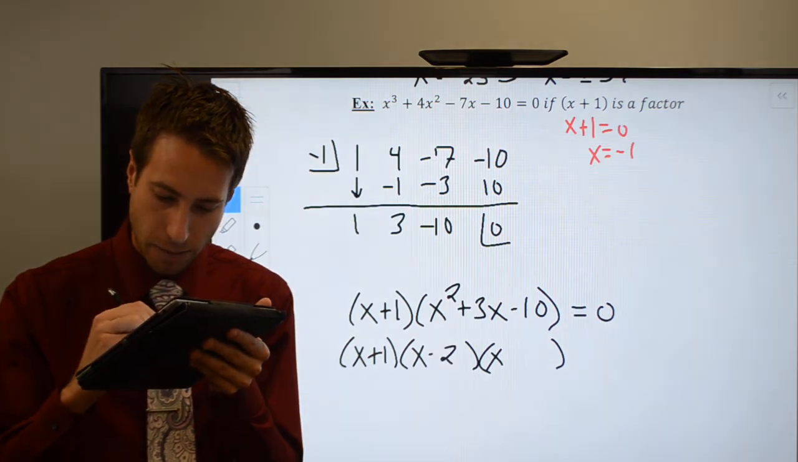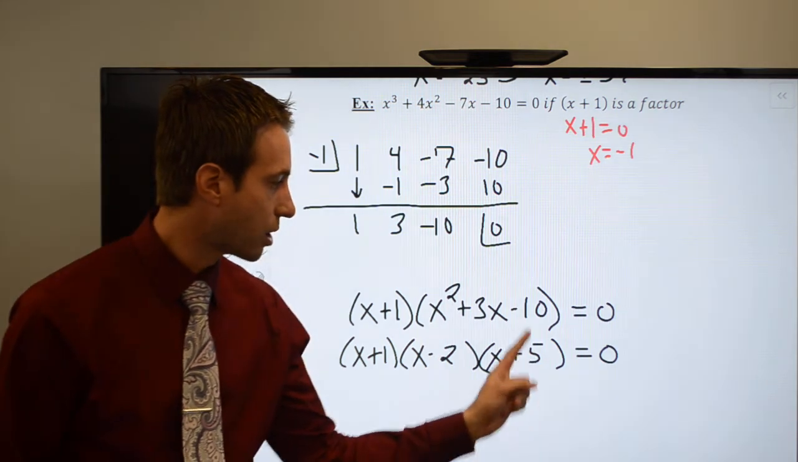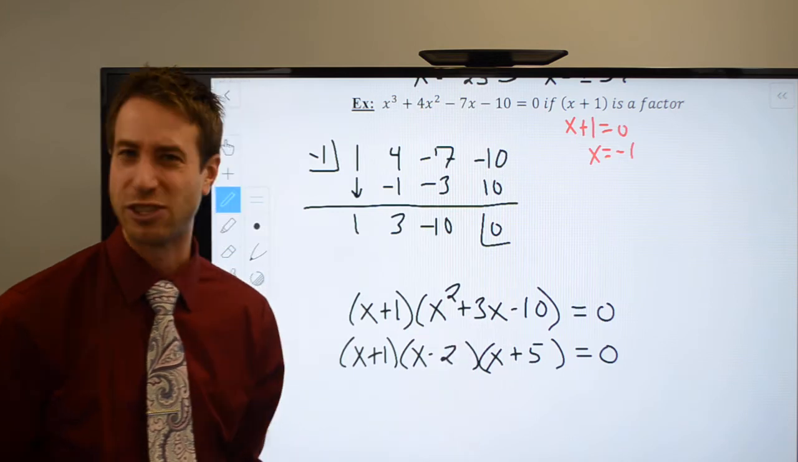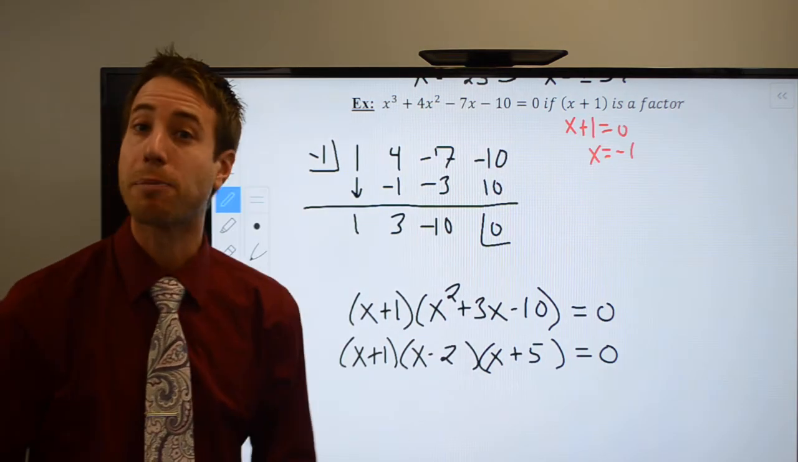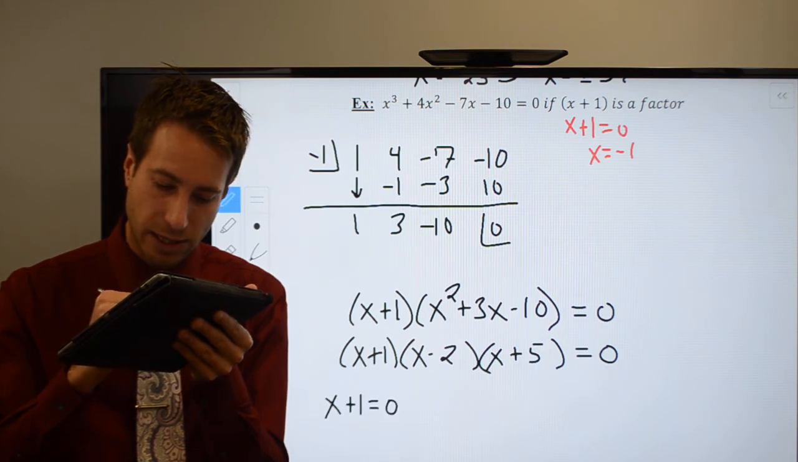Minus 2 plus 5, that's all equal to 0. Negative 2 times a positive 5 is a minus 10. And then a negative 2 plus a positive 5 gets you that positive 3. Zero product property to split them all up and set them each equal to 0.